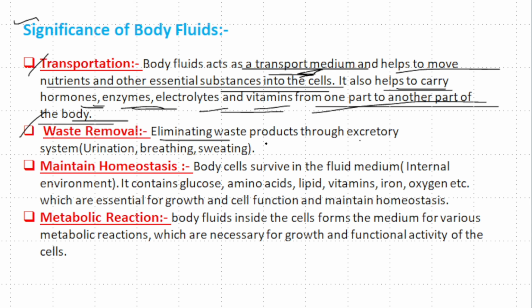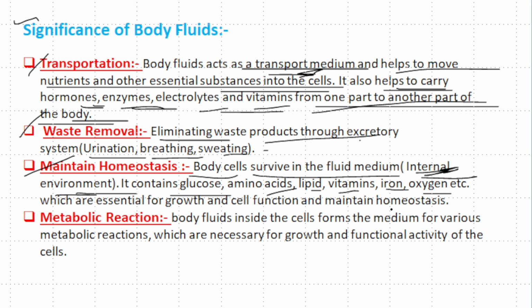Then waste removal, eliminating waste products through the excretory system like urination, breathing, sweating. Then maintaining homeostasis. Body cells survive in the fluid medium, the internal environment. So body fluid serves as the fluid medium. It contains glucose, amino acids, lipids, vitamins, iron, oxygen, etc., which are essential for growth and cell function and also help to maintain homeostasis.